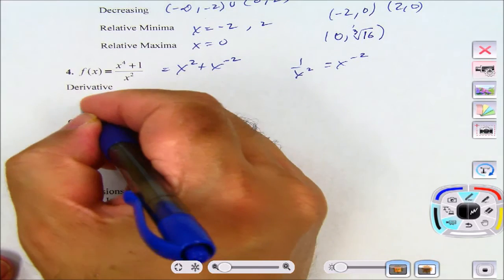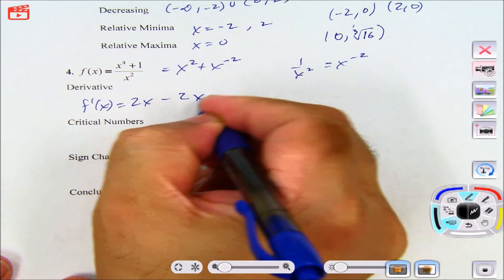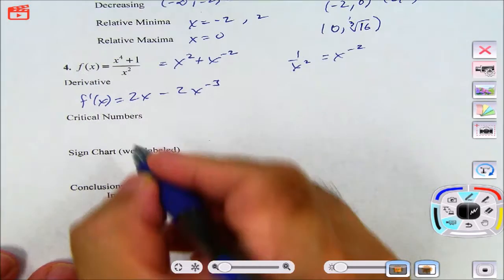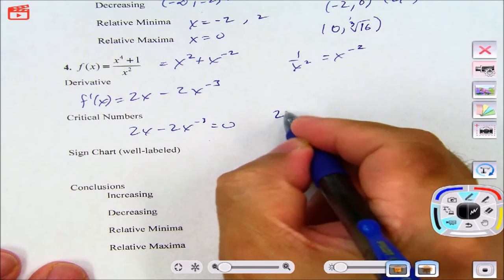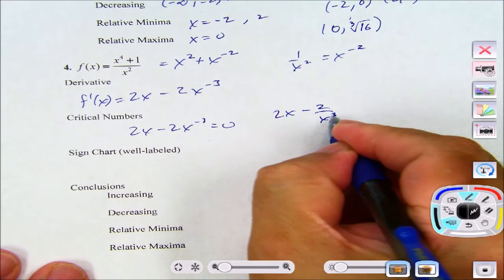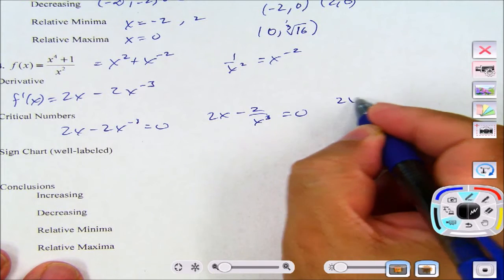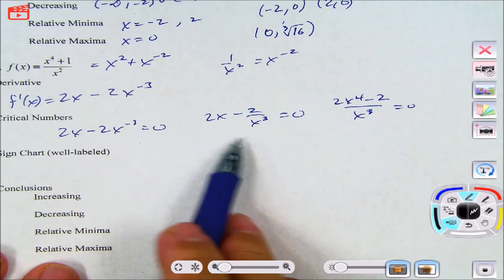All right, so the derivative will be 2x minus 2x to the -3. And then you go, yep, we're going to take the hit. Why am I saying we're going to take the hit? Because if you go do the critical numbers, you're setting this equal to 0, which means you have a fraction. And if you have a fraction, you need one fraction. So this is going to be 2x to the 4th minus 2 over x cubed equals 0. You have to have one fraction, not two fractions.